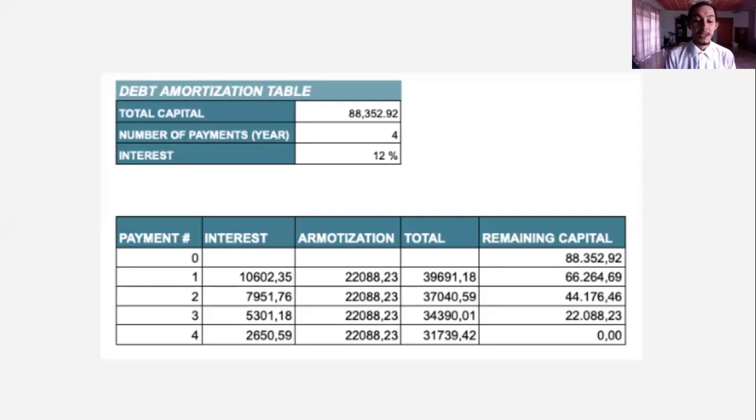If we follow our table all the way to the bottom, we see that in year 4, it has the last remaining total of the interest, the last of the amortization that will be taken, the total, and the remaining capital of 0. That is, after the 4th year, your total capital should be paid in full.